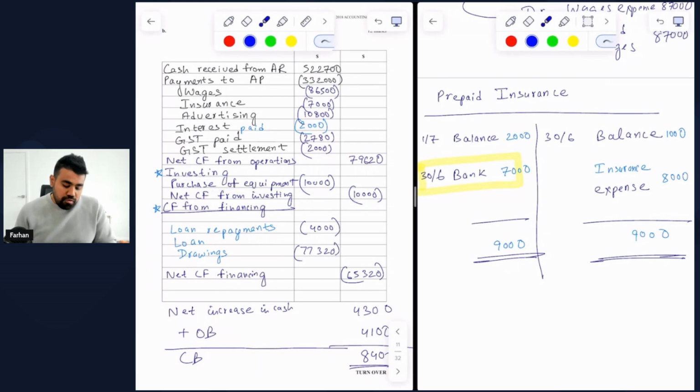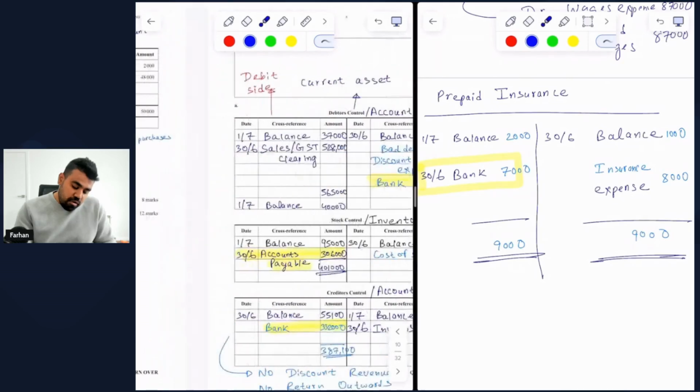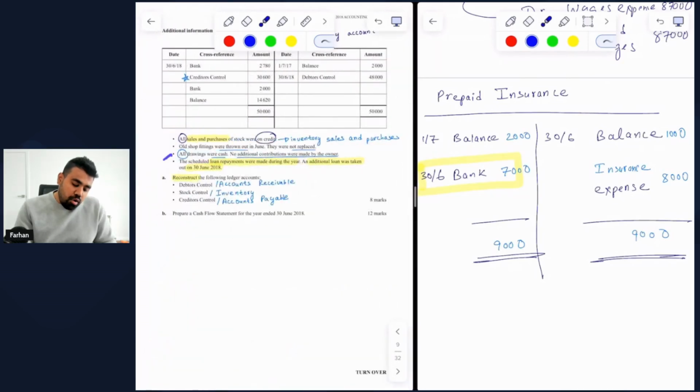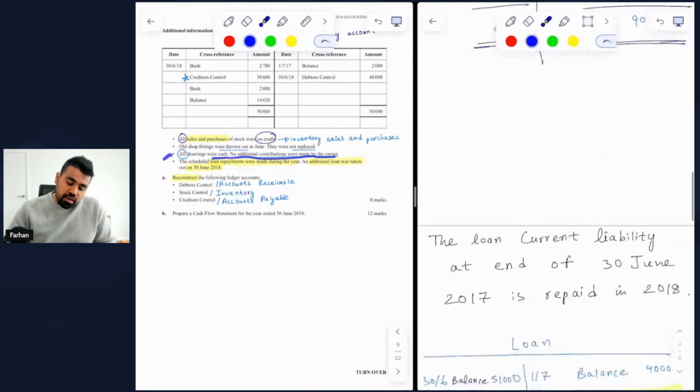Next, we're moving to the financing activities section. So the financing activities section refers to any loans that we have taken out, any repayments of loans that we have made, any drawings that we have made from our owner's equity. So I'll just first start with the drawings here of 77,320, which is a cash drawing as confirmed by the third line here. All drawings were for cash and no additional contributions were made during the year.